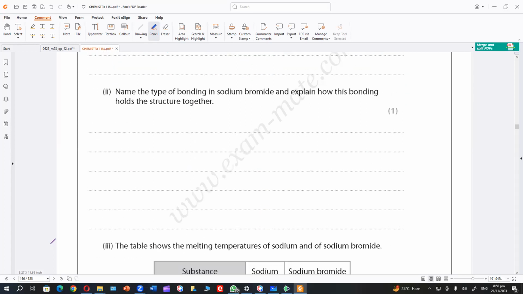Name the type of bonding in sodium bromide. Explain how this bonding holds the structure together.